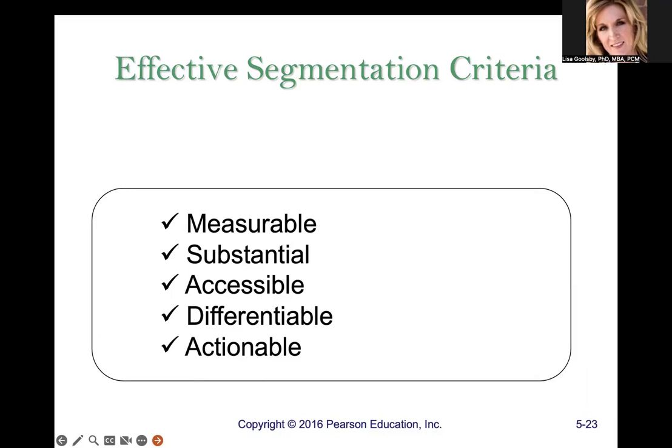You want the consumers in the segment that you're picking to be accessible. How are you going to be able to reach out to them? You want one segment to be very different from another segment because that's going to help you with your messaging. It's going to help you with your pricing. It's going to help you with your distribution. If it's not that different from another segment, you might as well combine them actually. And then you want it to be actionable. If you do XYZ, you will get the results that you're looking for. So you want a segment that will act upon the marketing strategies you're going to employ.